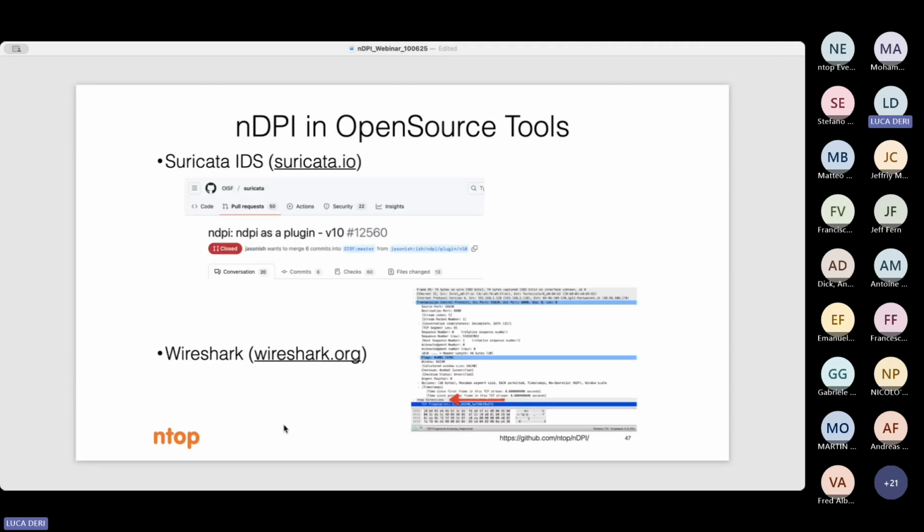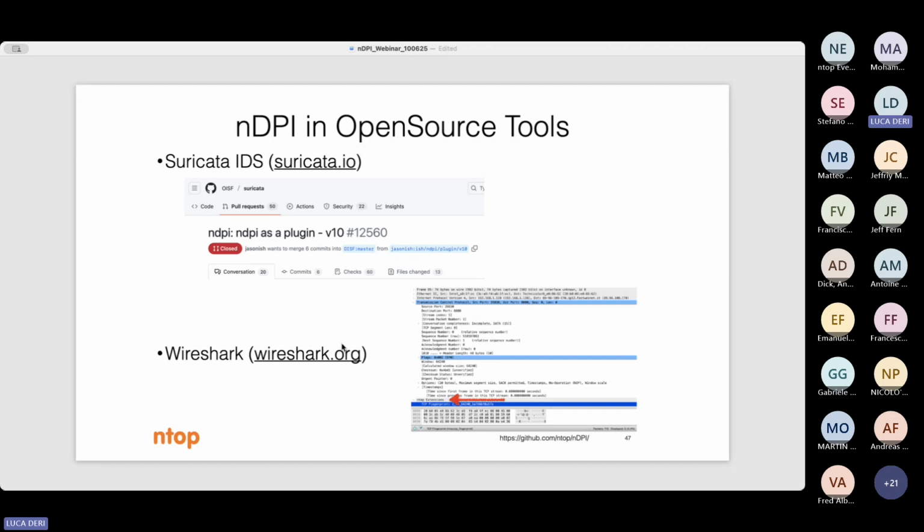And of course, we are an open source project. We want to be integrated with other open source projects. The two projects that are using nDPI, that at the moment we have somehow coded ourselves, are one plugin for Suricata IDS, and also another extension for Wireshark.